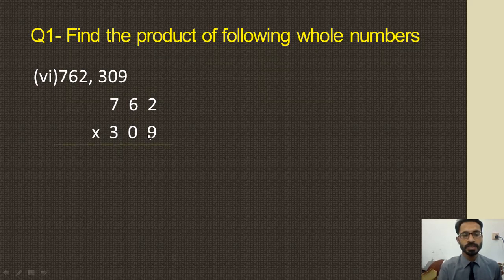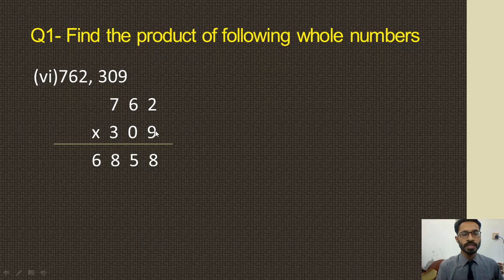After that, we will multiply. First we will multiply 9 with 2, 6 and 7. Then 0 with 2, 6 and 7. And after that, we will multiply 3 with 2, 6 and 7. First of all, we will multiply 9. 9 2s are 18. From 18, we will put 8 under 2 and 9 and we will carry 1 to the next number. 9 6s.